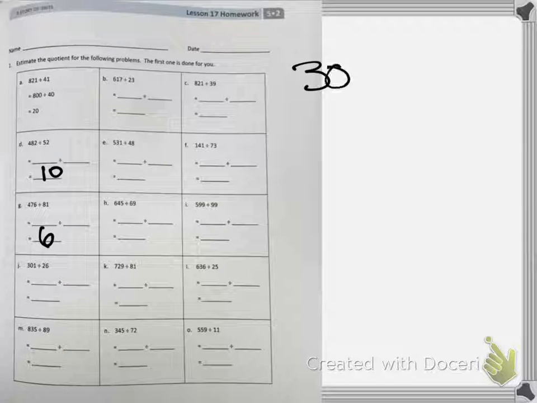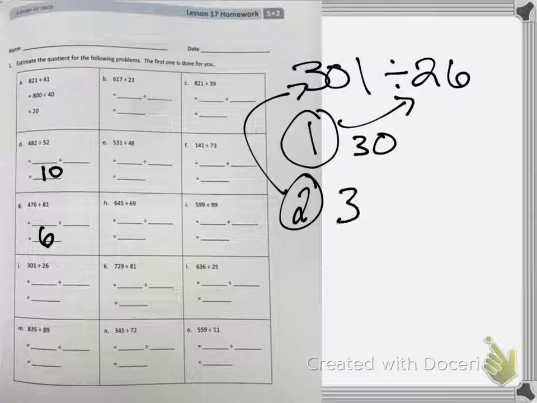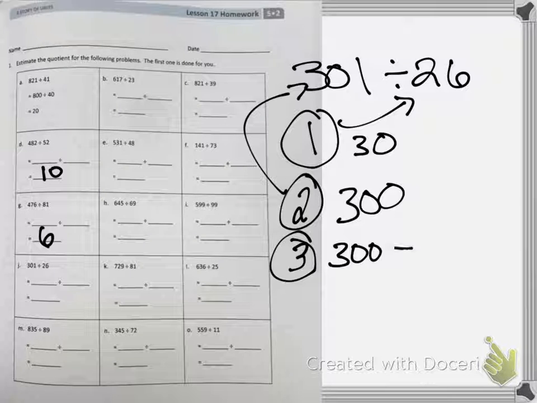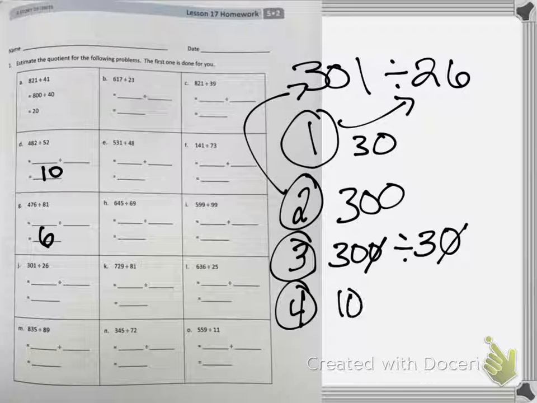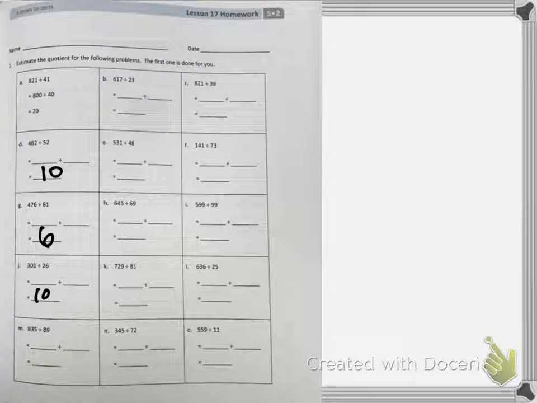Jay says 301 divided by 26. First step, divisor, 30. Second step, dividend, 300. That's an easy one. Third, division sentence. Cross out those zeros. Fourth step, find that answer, and that answer was 10. And then last step. Last question.